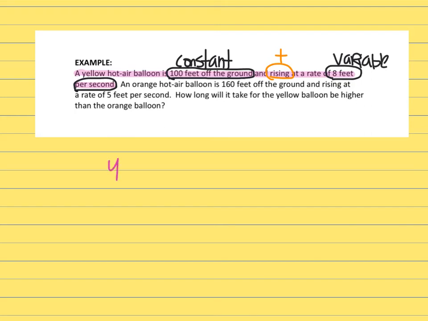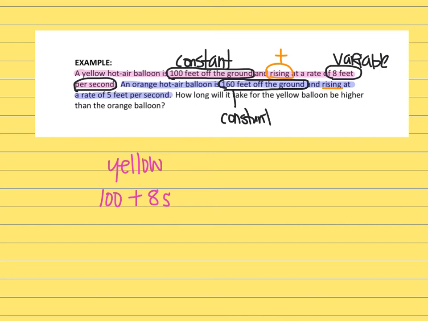So when I come down here and I say yellow, the equation I would write for yellow: the constant was 100 feet, plus rising at a rate of 8 feet per second, for 8s. Okay, the second balloon, the orange hot air balloon, is at 160 feet off the ground, and it is rising at a rate of 5 feet per second. So 160 feet off the ground, that's my constant. And it's still rising, so that's a plus. And then this one is 5 feet per second, so that's our variable.